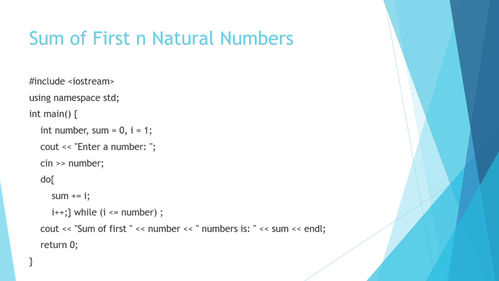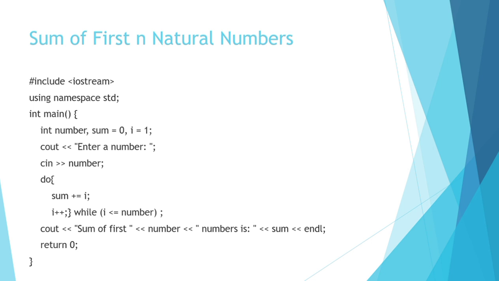i++; this line increments the value of i by 1 at the end of each iteration. It makes the program go to the next integer in the sequence, from 1 to n. Example for number equals 5. First iteration, i equals 1, sum += 1 so sum equals 1. Second iteration, i equals 2, sum += 2 so sum equals 3. Third iteration, i equals 3, sum += 3 so sum equals 6. Fourth iteration, i equals 4, sum += 4 so sum equals 10. Fifth iteration, i equals 5, sum += 5 so sum equals 15, and so on.